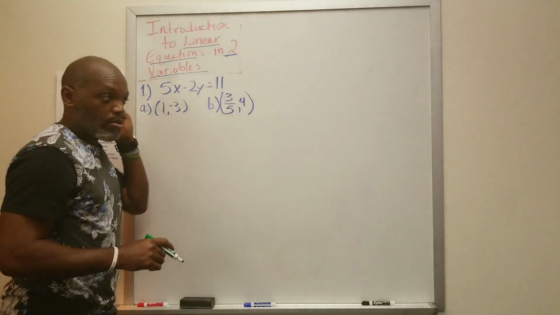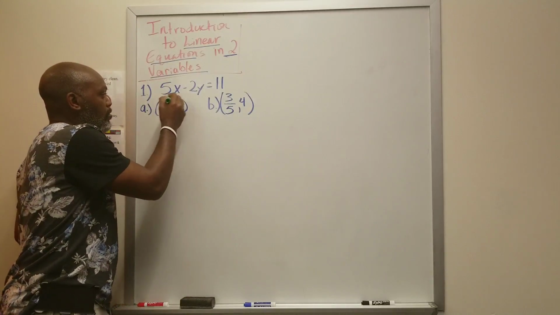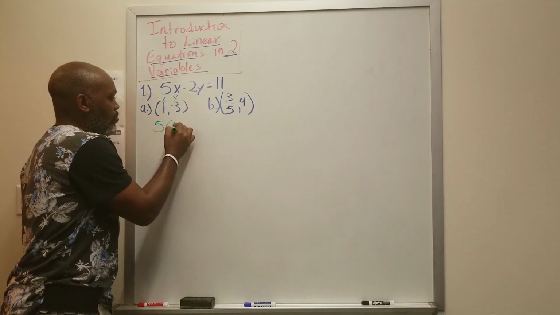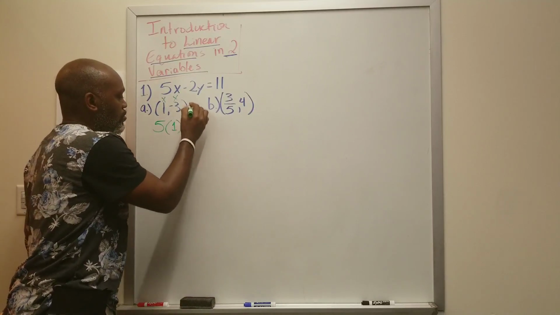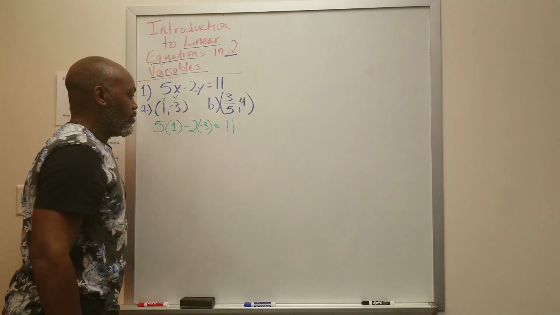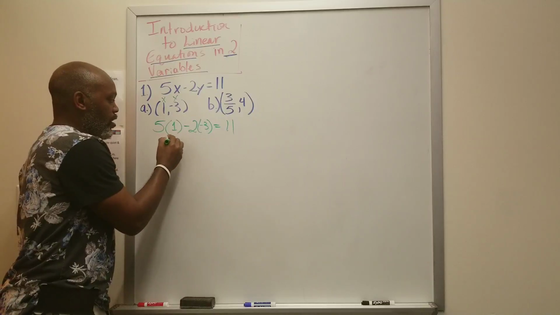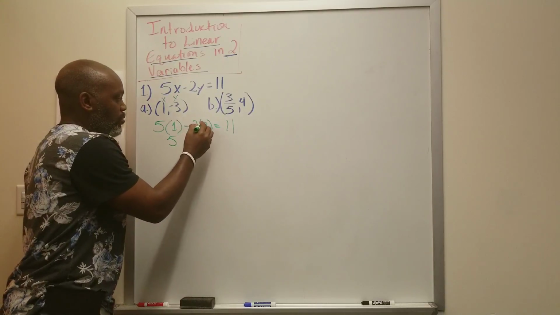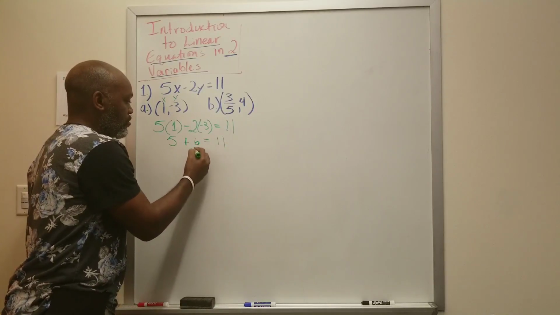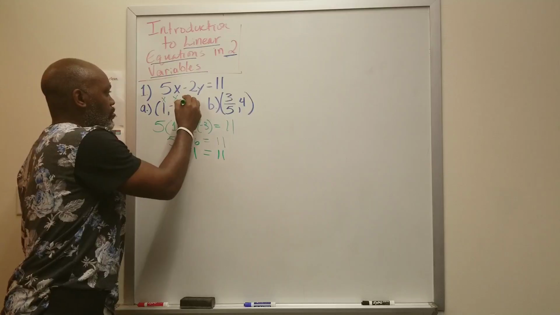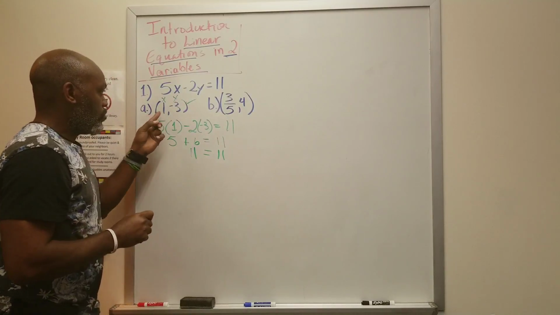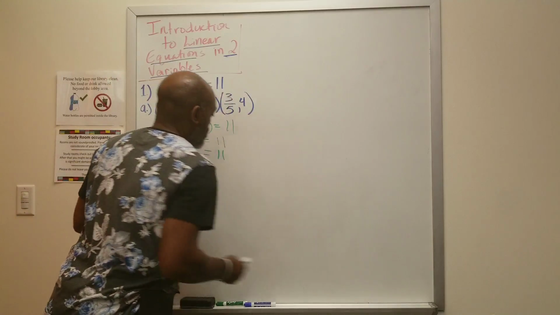statement true. Okay, so what we're going to do is take this value of x, so we have 5 times 1 minus 2 times negative 3. Does it equal 11? 5 times 1 is 5. Negative 2 times negative 3 is a positive 6. 5 plus 6 is 11. So this makes this statement true. So this ordered pair makes this statement true.